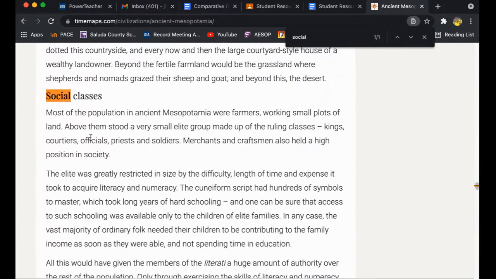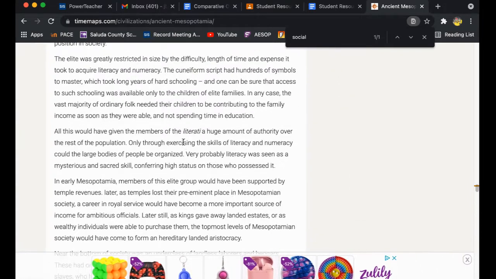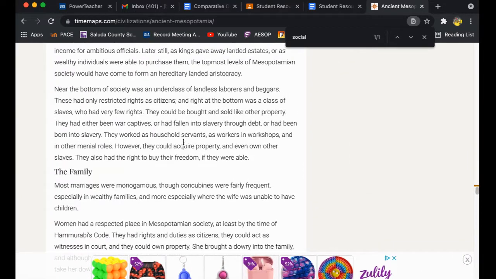So like right here, social classes. So most of the population in ancient Mesopotamia were farmers working small plots of land. Above them stood a small, elite group of ruling classes like kings, courtiers, officials, priests, and soldiers. And then also merchants and craftsmen held high position in society. So all right. So we got all this.